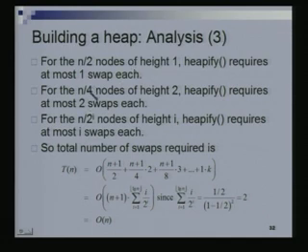For the n by 4 nodes at height 2, the number of nodes is half the number of nodes at height 1. At height 3, the number of nodes is half the number of nodes at height 2, and so on and on. So, at height i there are n by 2 to the i nodes, and for each of these nodes you require at most i swaps. So, the total number of swaps that are required, by swaps I mean the time.